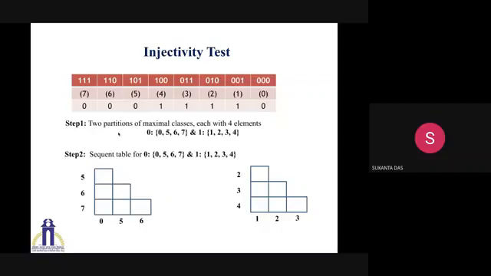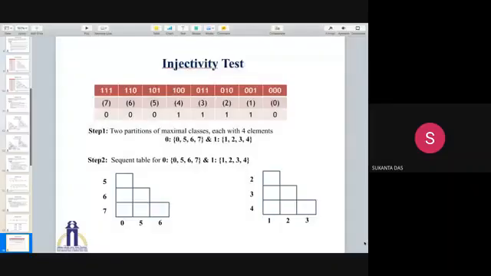Step 1: there are two symbols, 0 and 1. So two partitions, two sets or two classes we will have, one for 0 and one for 1. In case of 0, we have 0, 5, 6, 7. Consider 0.